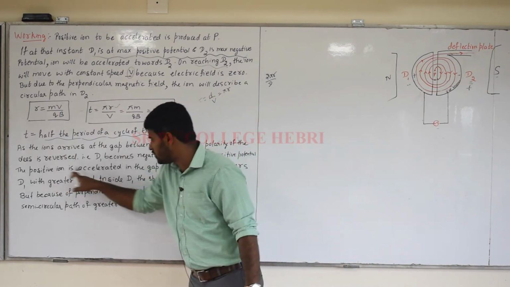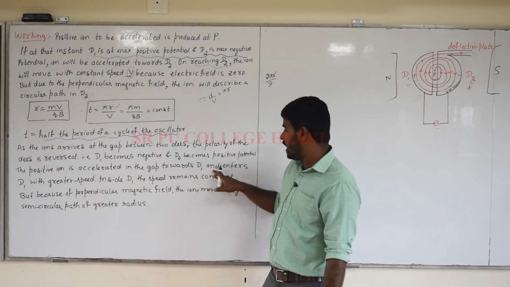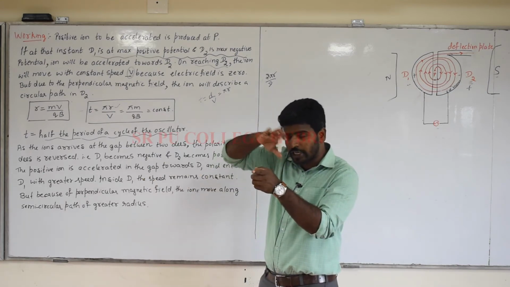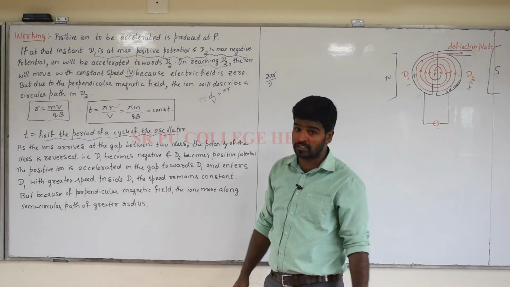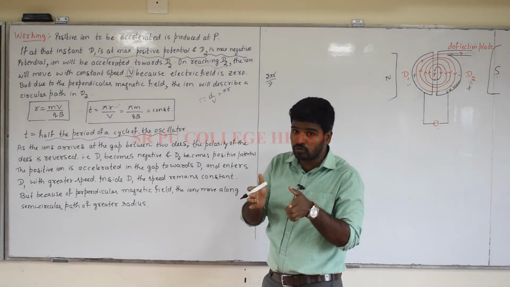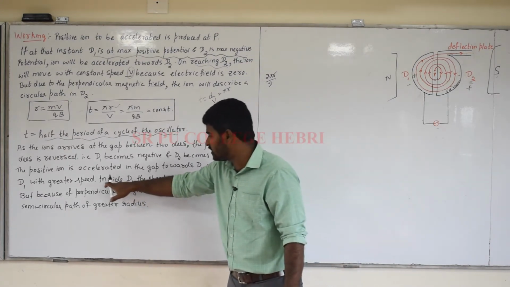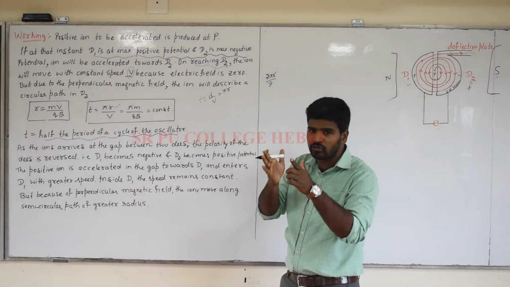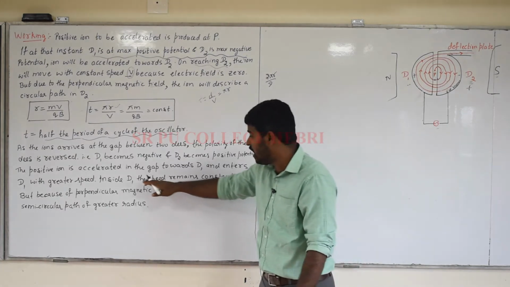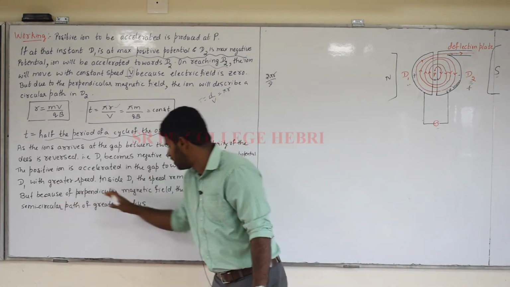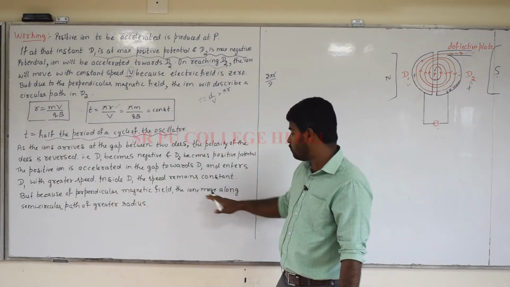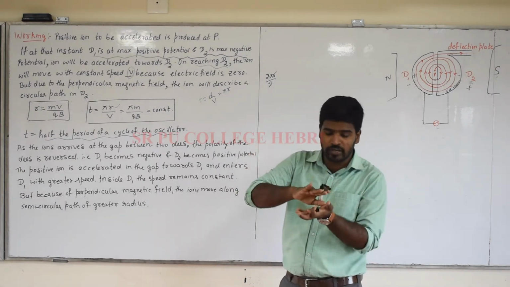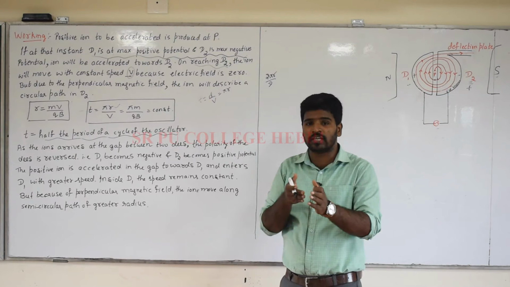Thus the positive ion is accelerated in the gap towards D1 and enters D1 with the greater speed. When it goes from D2 to D1, the speed of the positive ion increases. After it enters, see what happens: inside D1 the speed remains constant. In the gap between the Ds its speed increases, but after entering D1, the speed remains constant. But because of the perpendicular magnetic field, the ion moves along the circular path of the greater radius. As it moves along D1, compared to D2, the radius increases.